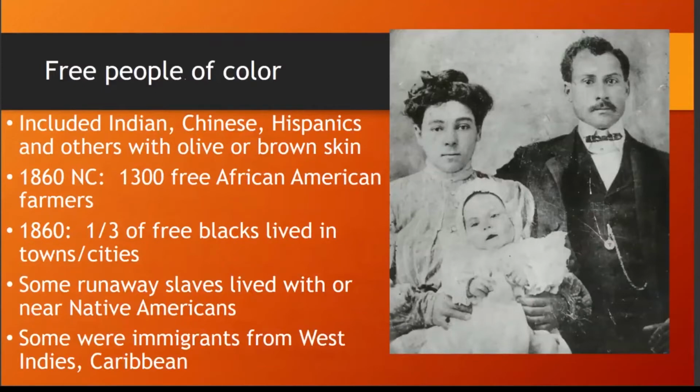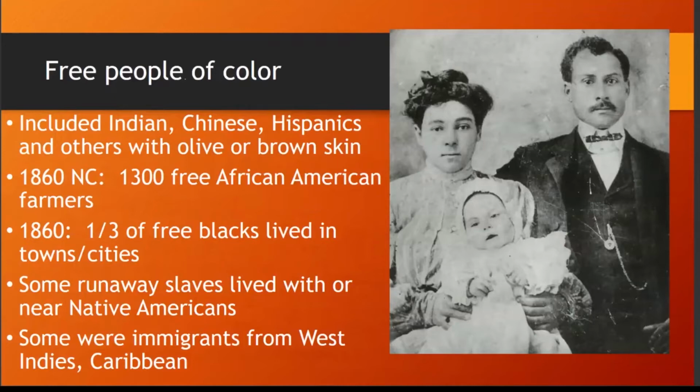In 1860 North Carolina, there were 1,300 free people of color who were farmers. 1/3 of the North Carolina free people of color lived in towns and cities. And the statistics that I just mentioned to you are from John Hope Franklin's The Free People in North Carolina, 1790 through 1860. And that's a real interesting book on that topic.